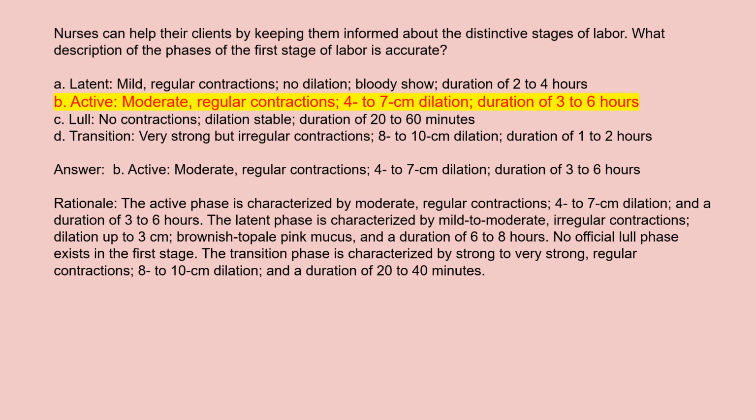No official lull phase exists in the first stage. The transition phase is characterized by strong to very strong, regular contractions, 8 to 10 cm dilation, and a duration of 20 to 40 minutes.